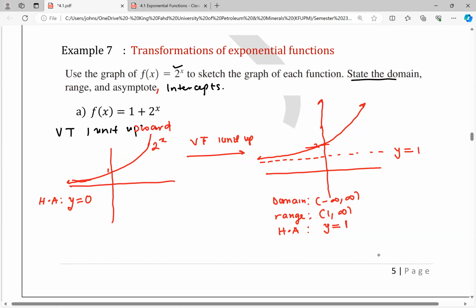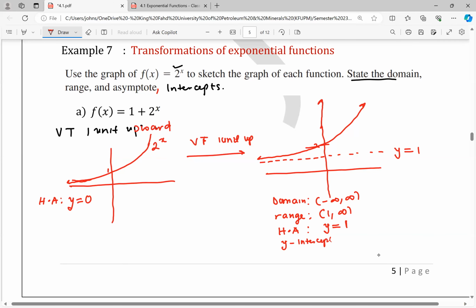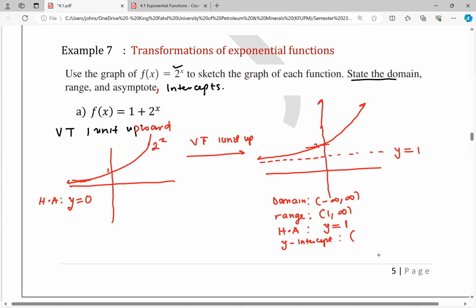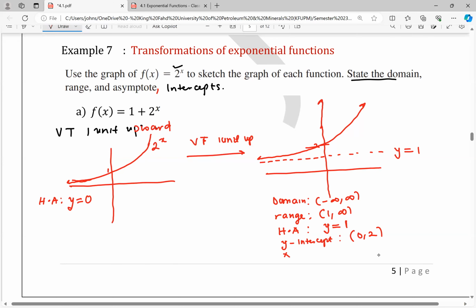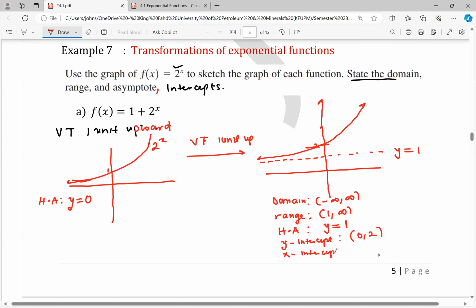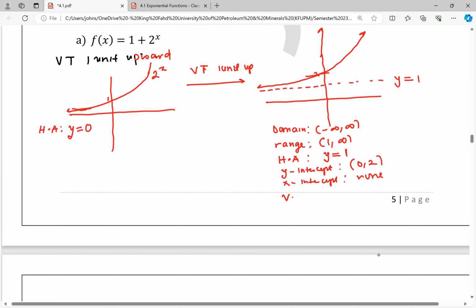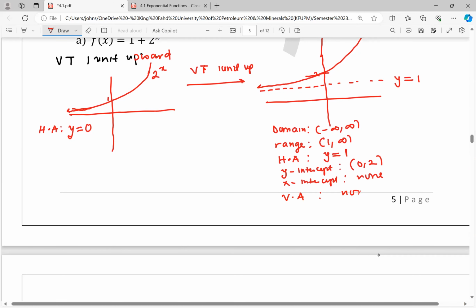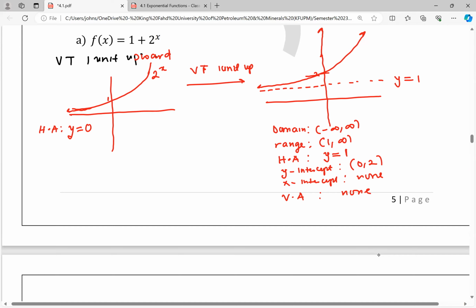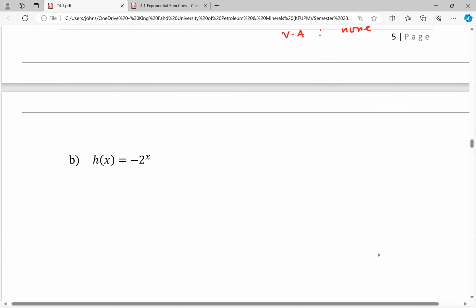And what else? We have only the y-intercept. So the y-intercept is just the point (0, 2). So you can see that there is no x-intercept. So you can write x-intercept: there is none. And also we say there is no vertical asymptote. So vertical asymptote also none. Okay, so let's go to the next one.